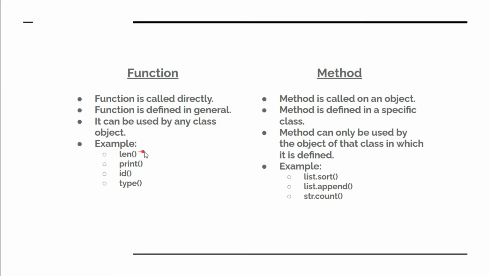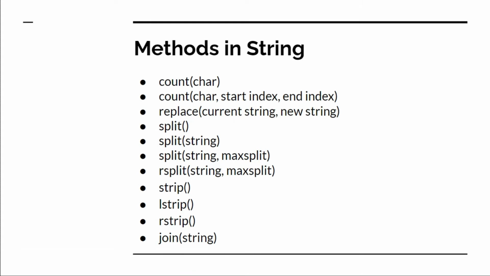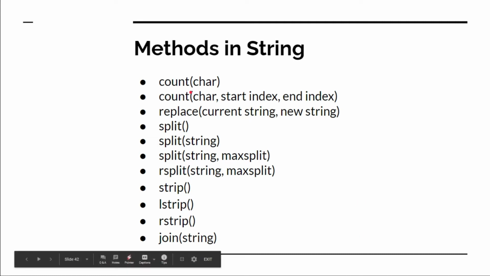Examples of functions are len, print, id, and type, and examples of methods are list.sort, list.append, str.count. Here, sort and append are the methods of list and hence called on the list object, and count is the method of the string class and hence it is called on the str object. Today we'll see different methods in the string class. These are the methods of the string class, so they are called on the string object.